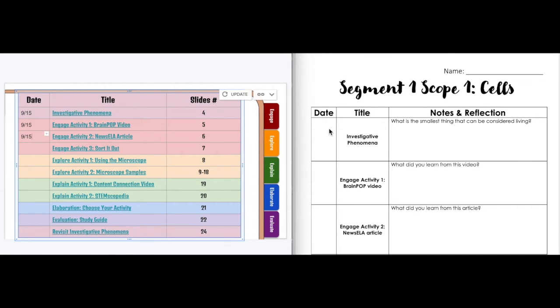For the physical template, make sure you write the date in the very left column. If you are using the digital notebook, please know that each of these titles is a link to that specific slide. So you can click on one to move to that specific slide.